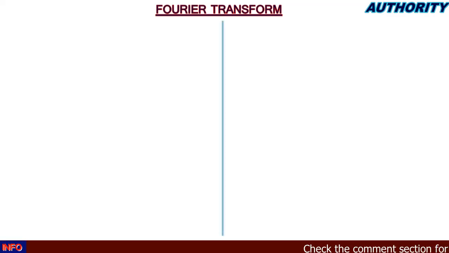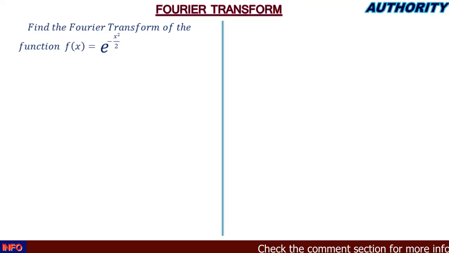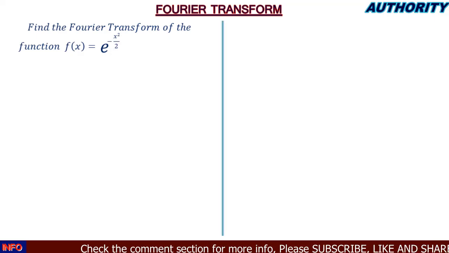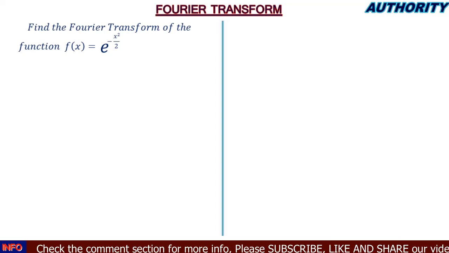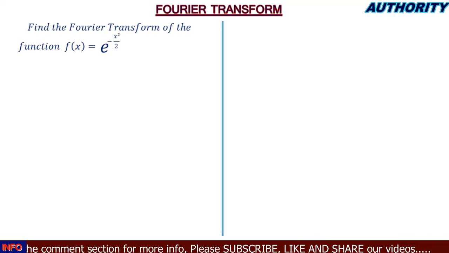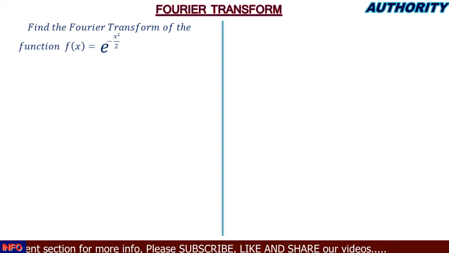Today, we want to discuss Fourier transform. Under Fourier transform, let's take a look at this question. Find the Fourier transform of the function f of x is equal to e raised to the power of minus x squared all over 2. Yes, we are asked to find the Fourier transform of this function.